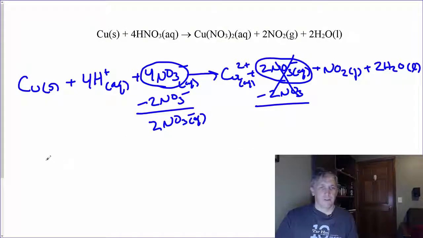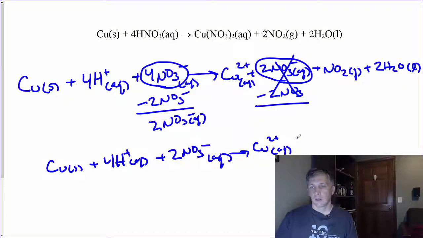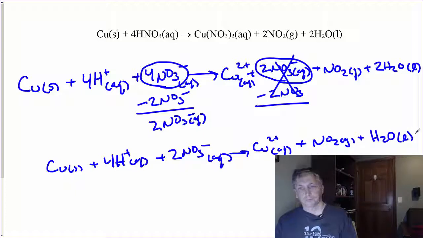So again, you rewrite everything without the spectators. We got copper and 4 hydrogen ions plus 2 of our original 4 nitrates. Give you copper ion. Nitrate, none on the left, it all dropped out. But NO2 is still there, and so is water. So that's our net ionic equation for this reaction.